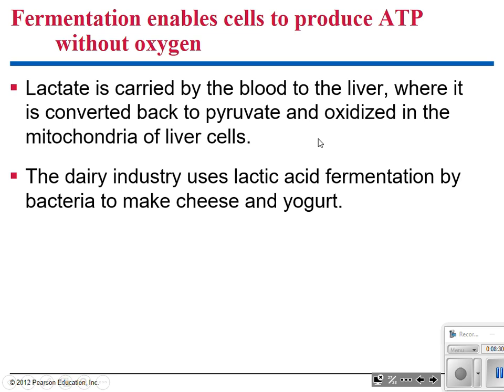The dairy industry uses lactic acid fermentation. What happens is bacteria makes cheese and yogurt. Anybody like yogurt? I like certain types. I'm not real big on this Greek yogurt stuff, but I like certain types of yogurt. I like cheese. Well, if we didn't have this lactic acid fermentation, we wouldn't have those things, because that's how bacteria is used to make that.